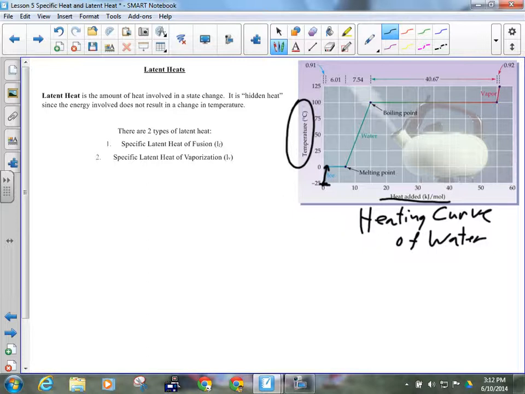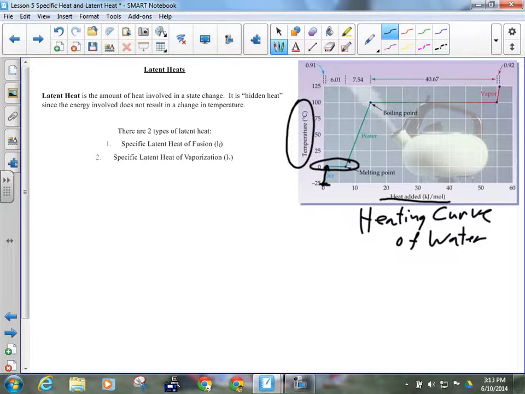It takes a lot of energy to change the state of something, way more than it does to just increase its temperature. That's latent heat, the amount of energy required to change the state of something from one thing to another, liquid to gas or solid to liquid. So during this time here, I'm adding energy, but the temperature is not changing.